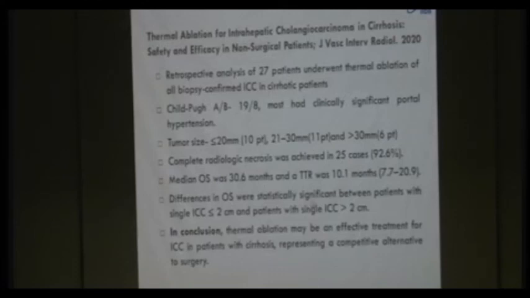The significant factor associated with survival was tumor size less than 2 centimeters, with good response as compared to patients having tumors more than 2 centimeters in size. And this study concluded that thermal ablation may be an effective treatment for intrahepatic cholangiocarcinoma in patients with cirrhosis.